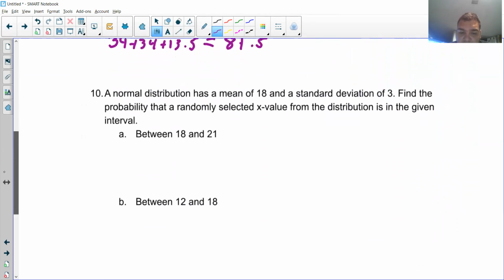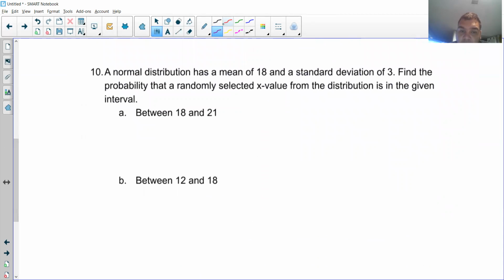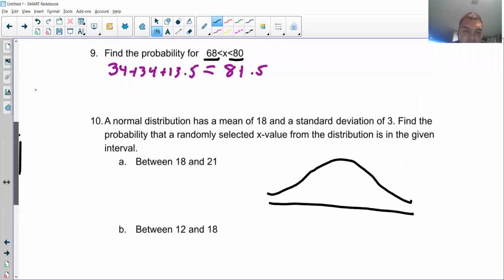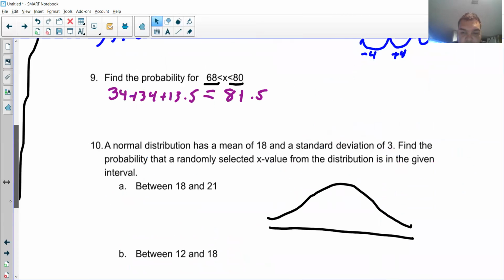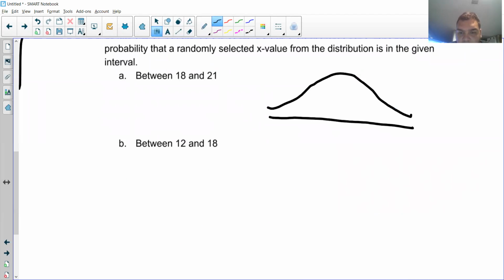All right, this bottom half is going to be your exit ticket. So what you're going to do is draw yourself a bell curve. You can use the percentages from above. Actually, you know what? I'll just copy and paste this so you have it as a reference. Actually, I cannot copy and paste this. All right, draw yourself a bell curve.